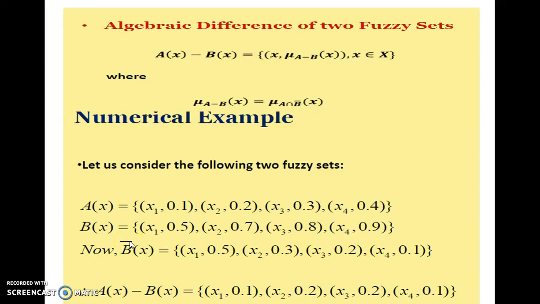Intersection is nothing but the minimum. So here B is present, so find the complement of B of x. This is the complement of B of x, 1 minus the given values. So this is 1 minus 0.5, 1 minus 0.7. So this B complement is calculated, and we take the intersection with A, the minimum values between the B complement and A, so the algebraic difference is calculated like this. The minimum value between 0.1 and 0.5 is 0.1. Between 0.2 and 0.3, it is 0.2. Likewise, the values are calculated.